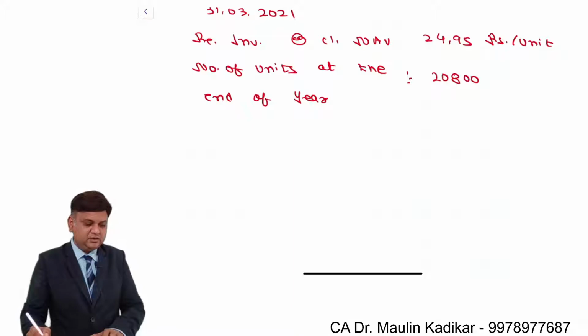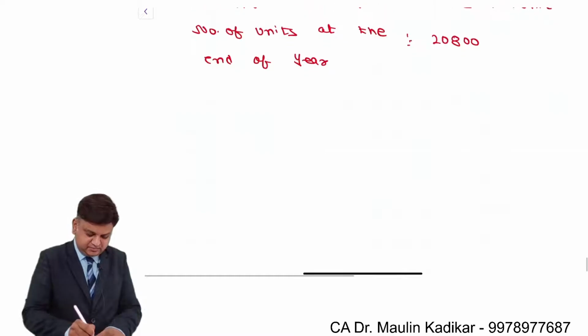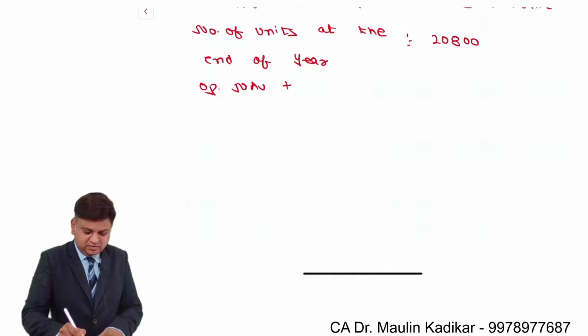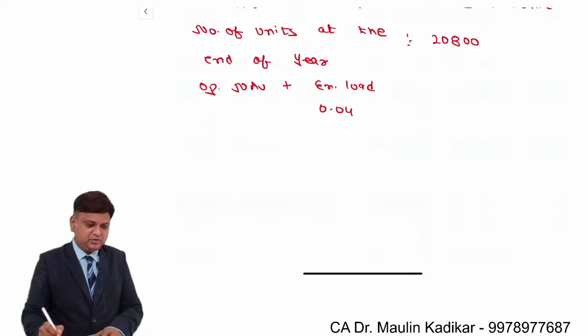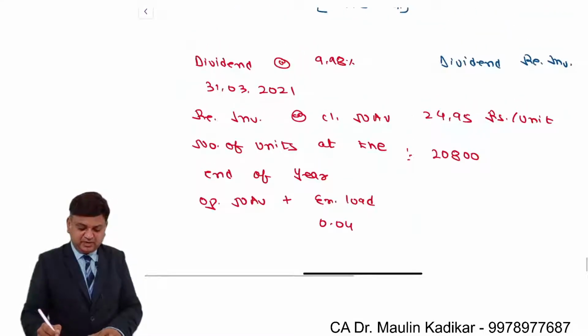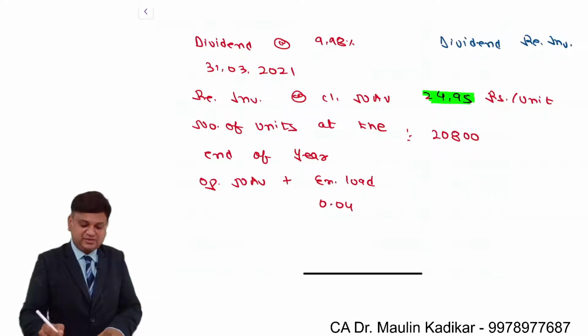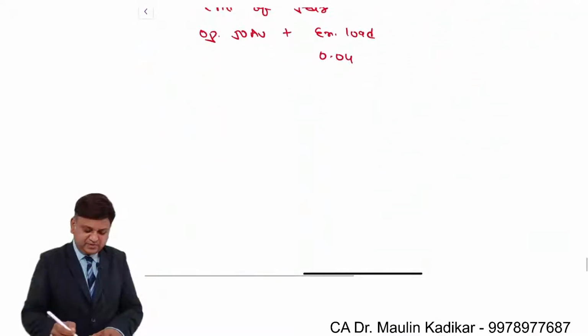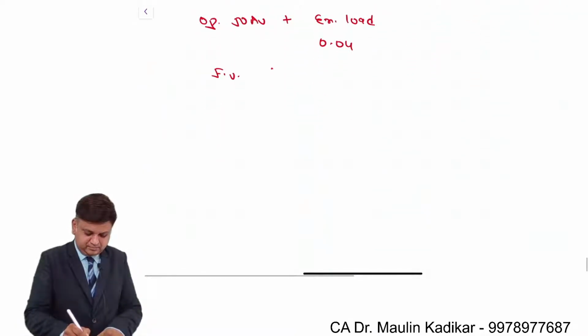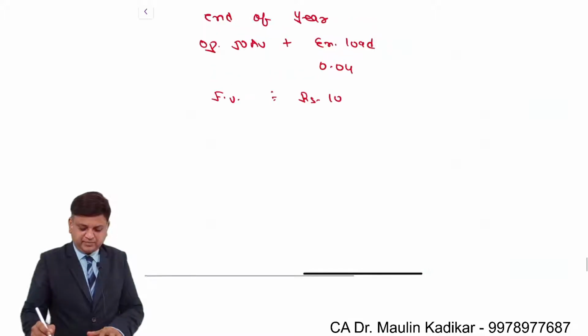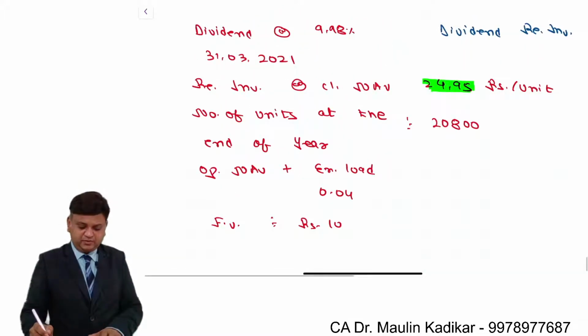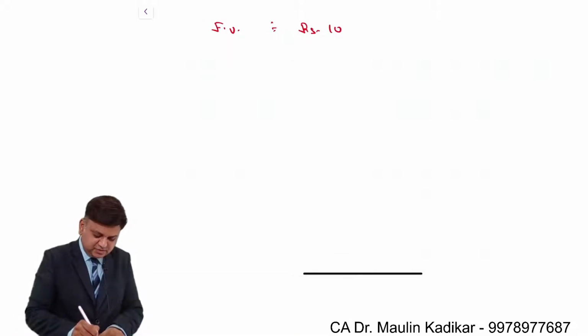And the units were purchased before the declaration of the dividend at the rate of opening NAV plus entry load, that is 0.04. The NAV has appreciated by 25%, so this amount includes the appreciation of 25%. Face value is rupees 10. And the question says that first of all, what is the opening NAV? So let us answer the first question.